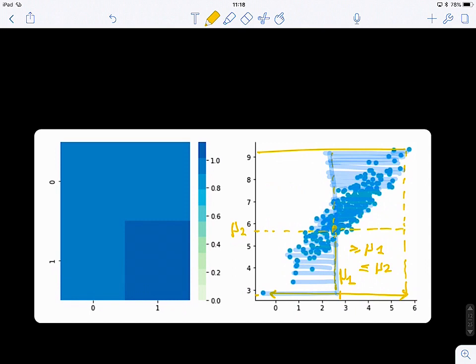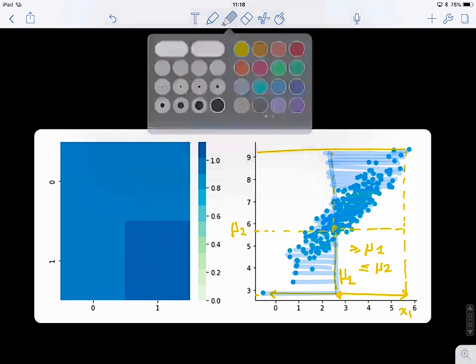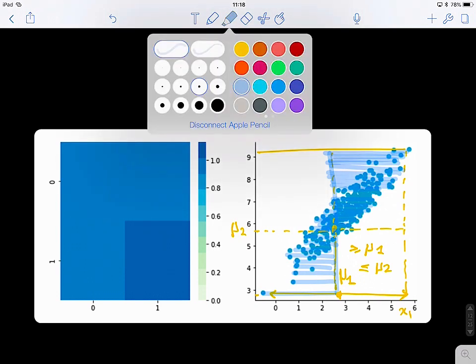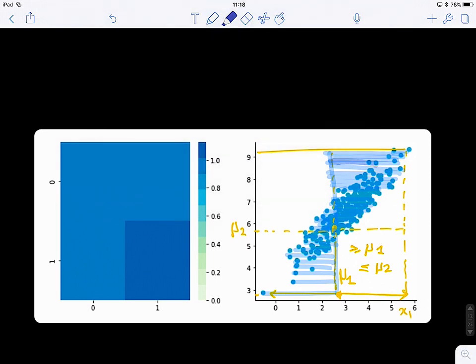So mu1 here, if we look at x1, this is the mean right there, for example, okay? And then what we're computing is just all these distances between each point and the mean, right? So that's our mean value. And by summing them up and squaring them, we get the variance, right? So that's for x1.